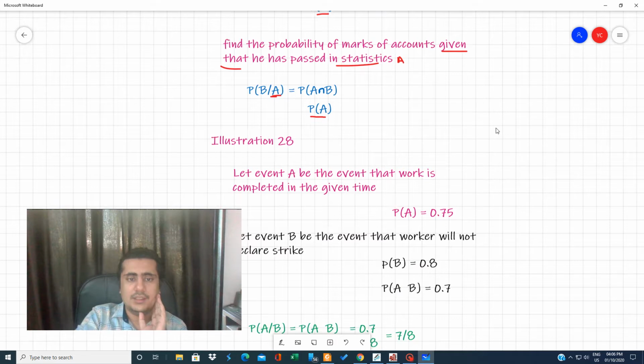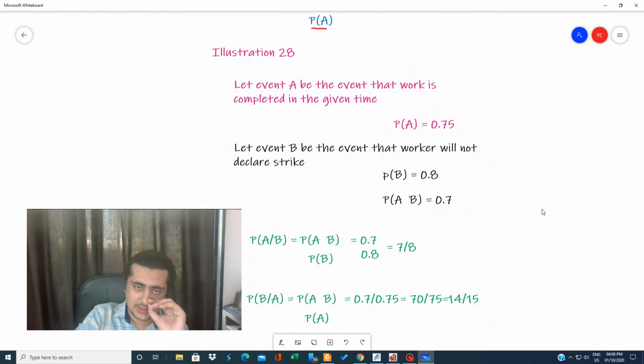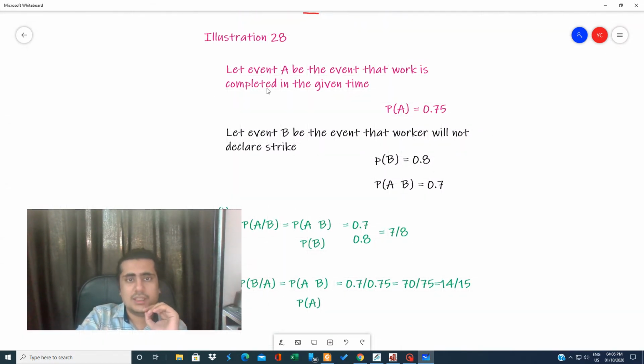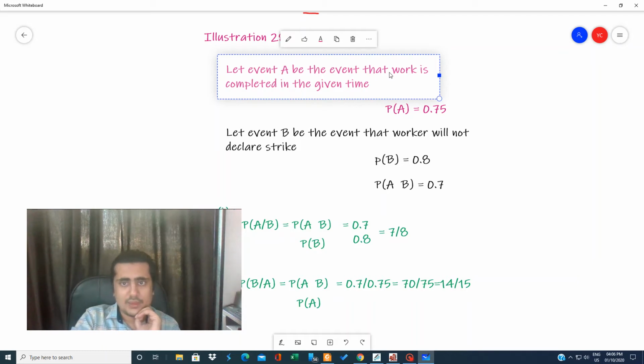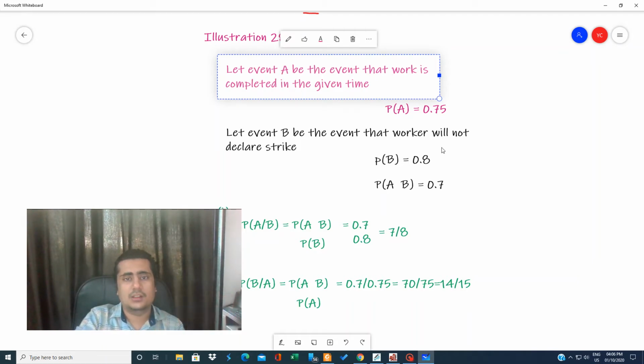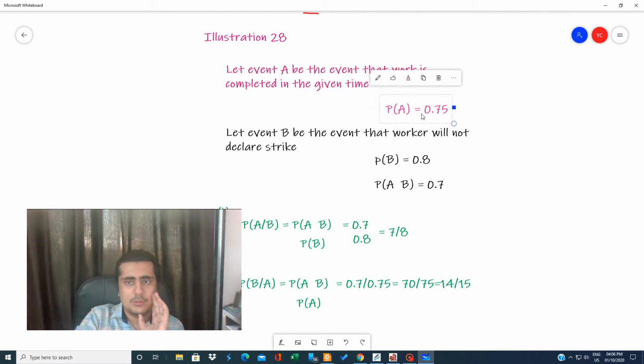Okay. We had started illustration 28. In 28 we have supposed A as that work is completed in the given time, and the probability of A is 0.75. We have supposed B as that worker will not declare the strike.